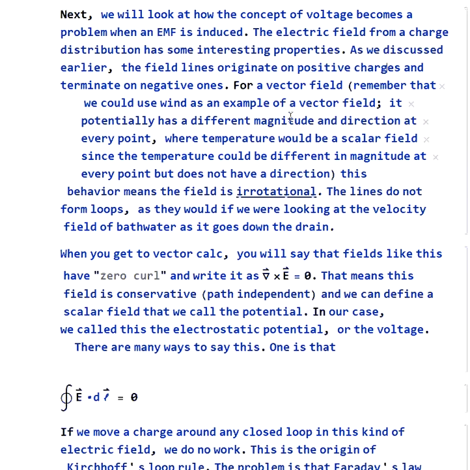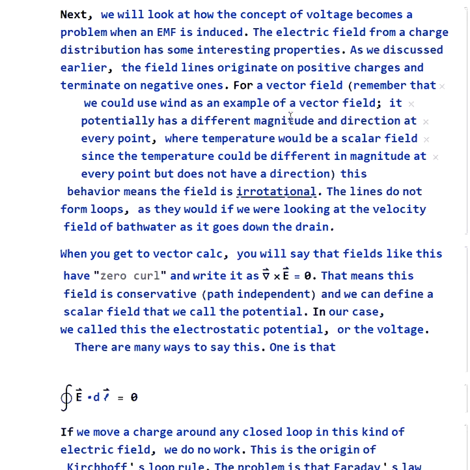Remember that a vector field is just something that has magnitude and direction everywhere. So wind, for example, if we could put a little marker everywhere in the air, that would tell us the direction and the speed of the wind, that would be a vector field. Temperature, on the other hand, would be a scalar field. We could measure the temperature at every point in some region, but it wouldn't have a direction associated with it.